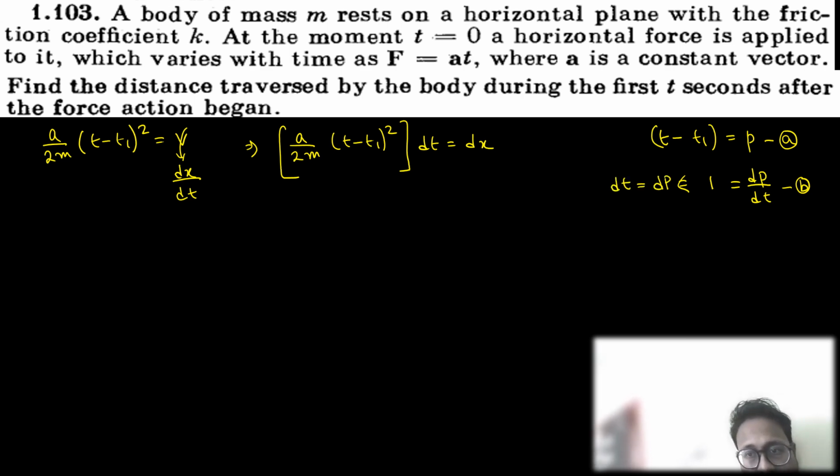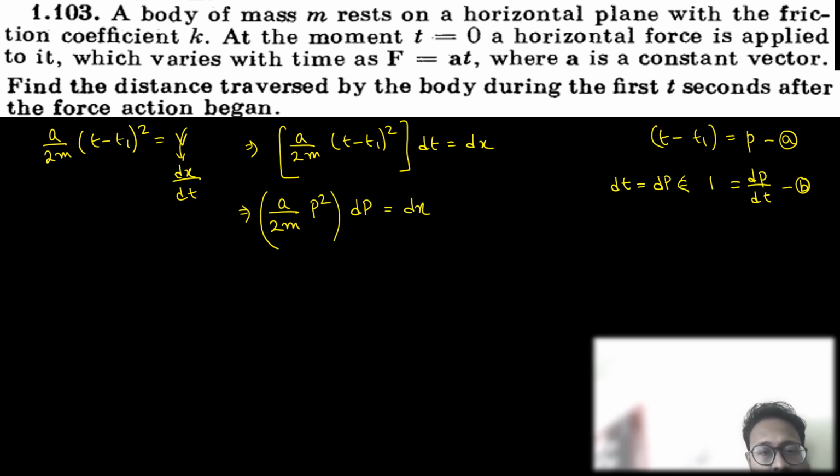So we substitute both these values here. This method is known as integration by substitution. t minus t1 is substituted as p, and dt is substituted as dp. See, dt is equal to dp, and this is equal to dx. If I integrate this, it is nothing but a by 2m into p cube by 3 plus some constant is equal to x.